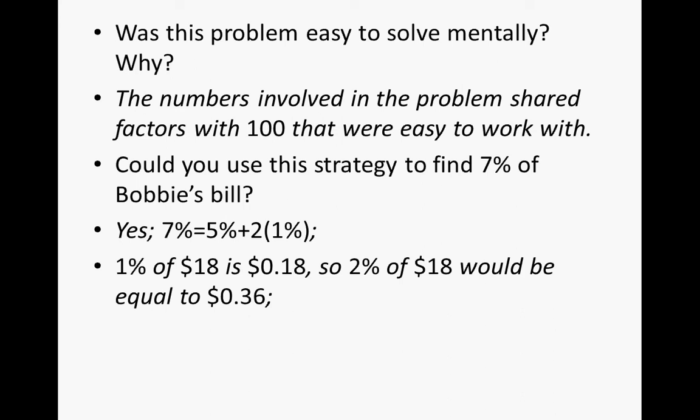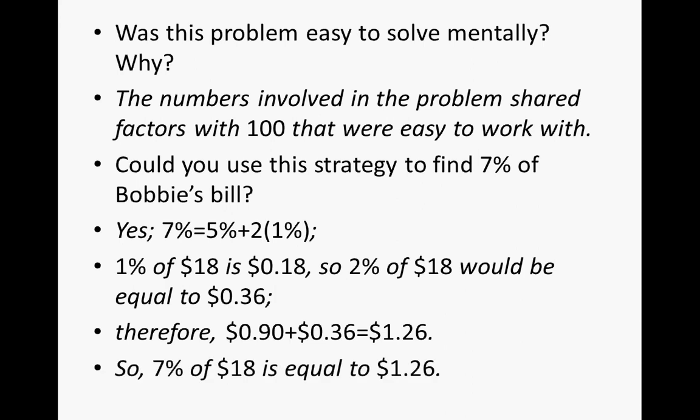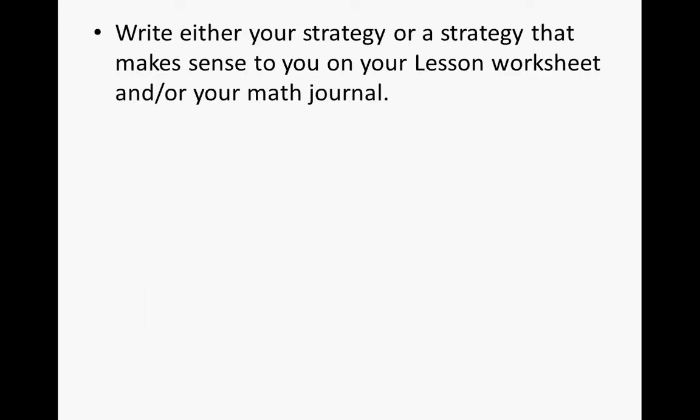So 1% of 18, again, moving the decimal point, would be 18 cents. So that means 2% of 18 would have to be 2 times 18, which is 36 cents. And we already know what 5% is. That was 90 cents. So 90 plus 36 is $1.26. So 7% of $18 is equal to $1.26. So write either your strategy or a strategy that makes sense to you on your lesson worksheet and/or your math journal. So what strategies work best for you to figure out percents of numbers?